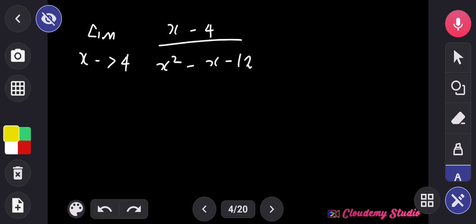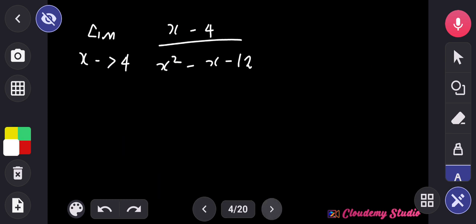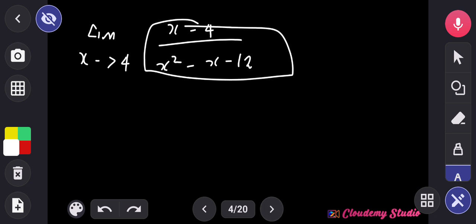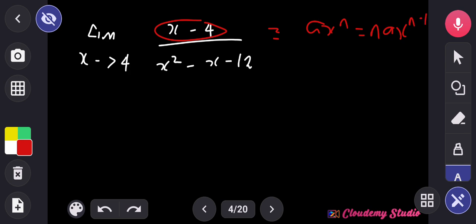Now, when we use quadratic equation, the answer that we got is 1 over 7. It means that when we use L'Hopital rule, the answer that we must get is also 1 over 7. It's a must. Now, let us proceed. We differentiate this numerator. Remember the general rule of differentiation: ax raised to the power n equals n times ax raised to the power n minus 1, and the differentiation of a constant number like 4 equals 0. Therefore, I'm going to have what?